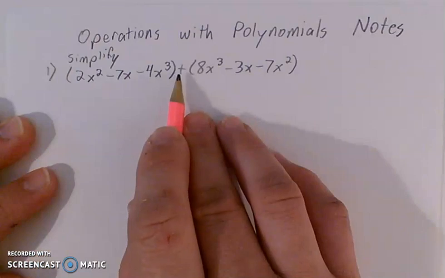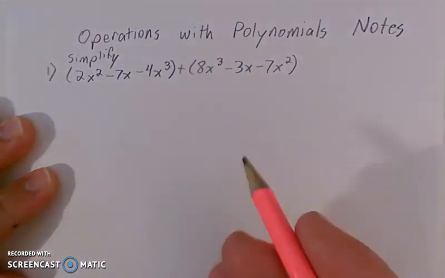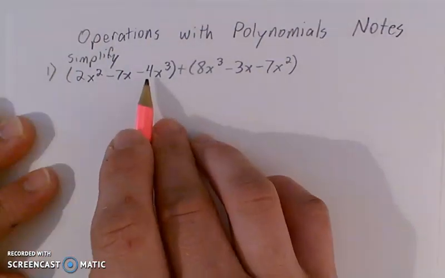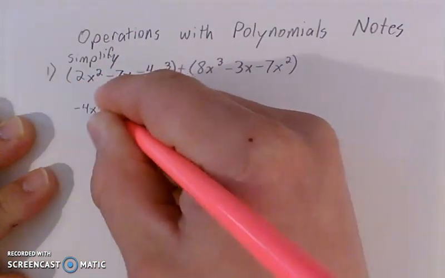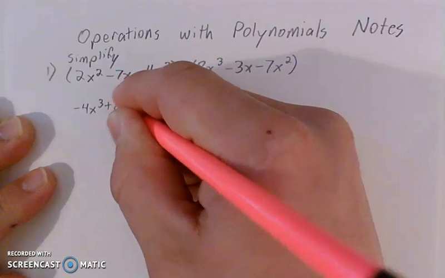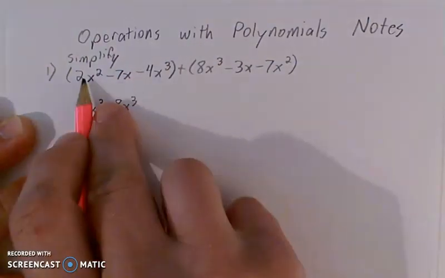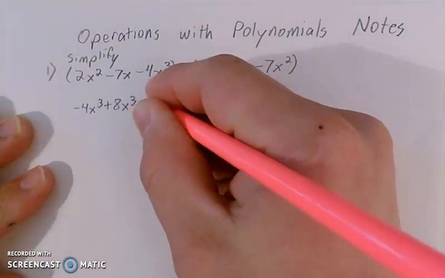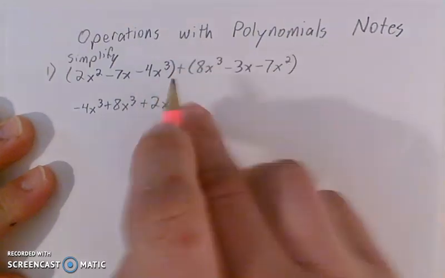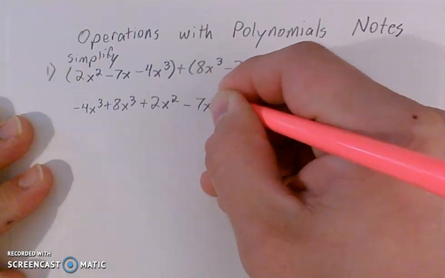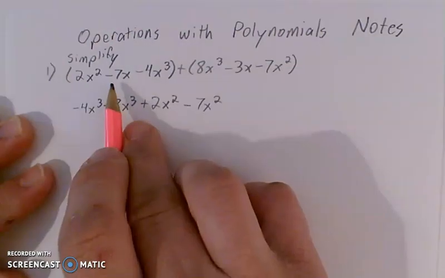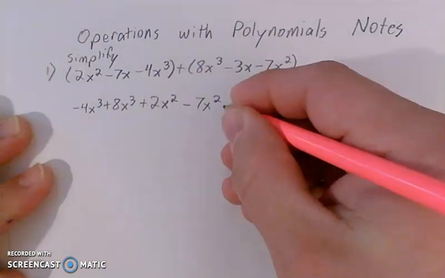On this first problem, we're adding two polynomials. So basically, you should be thinking combining like terms. So the x cubes will combine. So negative 4x cubed will add with 8x cubed on this problem. The x squareds will also combine, so positive 2x squared will add with negative 7x squared. So that'd be minus 7x squared. And negative 7x will combine with negative 3x.